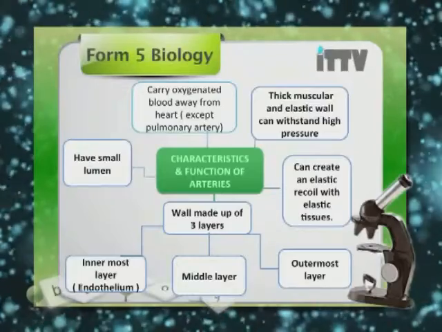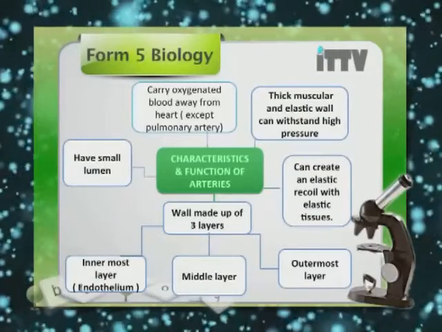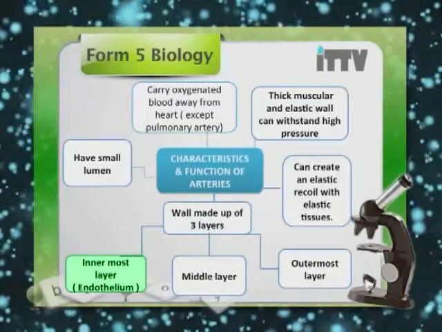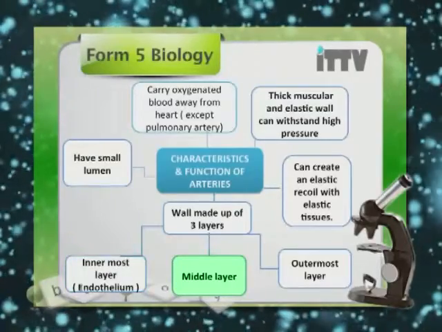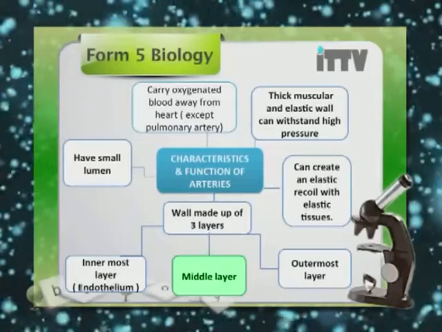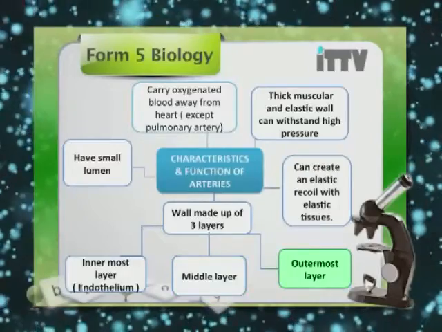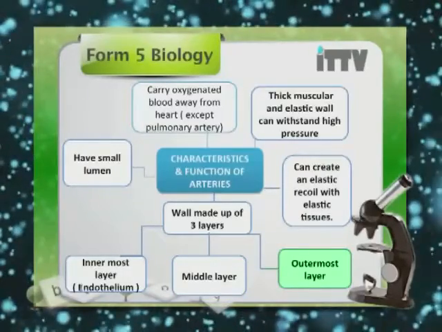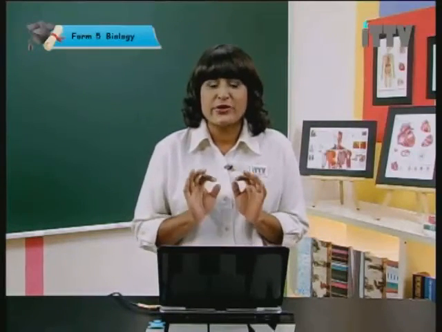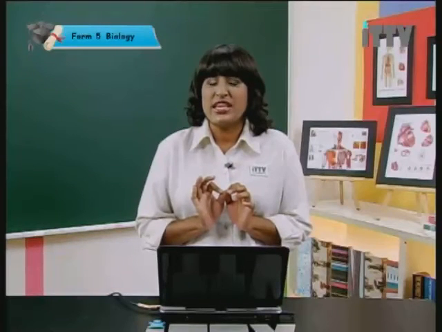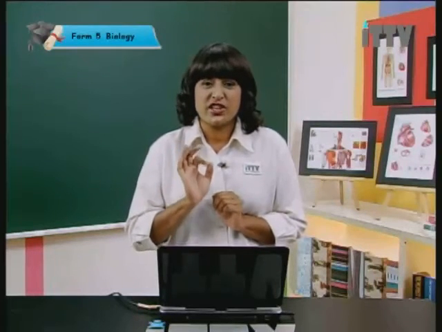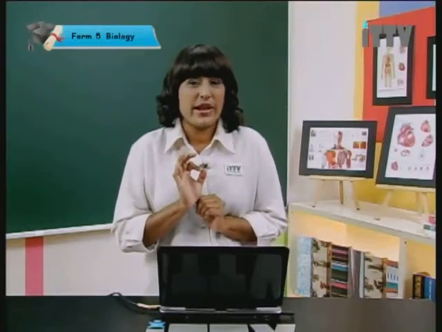Now, if you take a look at the artery, as we have shown you in the earlier slide, it consists of 3 layers. The innermost layer is the endothelial layer, and the middle layer, which is composed of the smooth muscles and the elastic fibers, and the outermost layer, which consists mostly of the collagen fibers. Dear students, now I'm going to show you all a microscopic slide. I want you all to be able to identify whether this slide is a structure of an artery or vein. Now let us take a look at the slide.